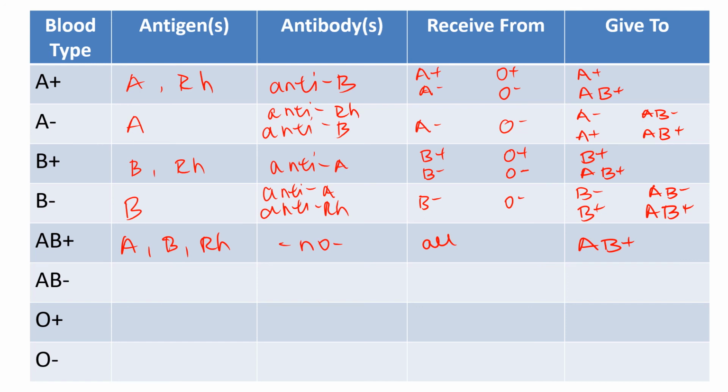Okay, so in terms of using their plasma, this one, of course, has no antibodies. This would be great because there's no antibodies here to trigger an agglutination response in the recipient.